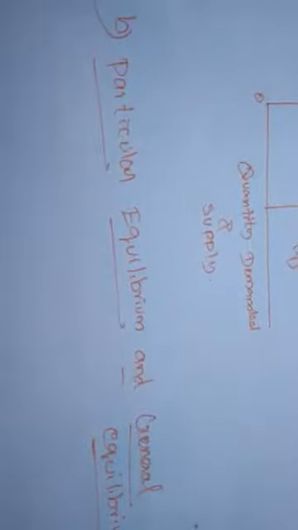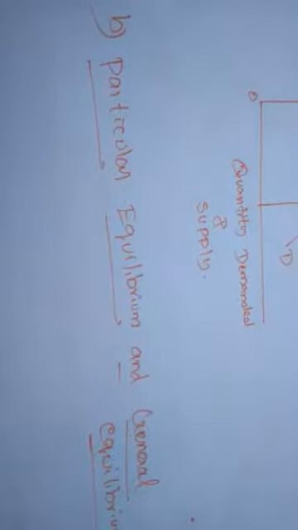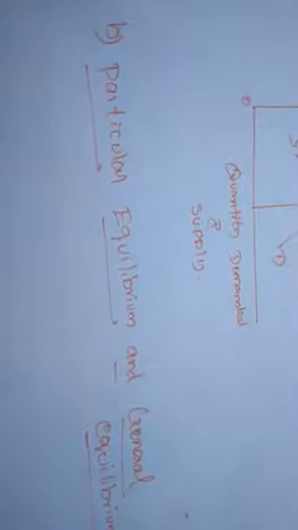Next, the types of equilibrium. There are two types: particular equilibrium and general equilibrium. First, particular equilibrium: when equilibrium pertains to a single variable, it is called particular equilibrium. When the consumer wants to purchase a single commodity and gets full satisfaction, it is considered a particular equilibrium.